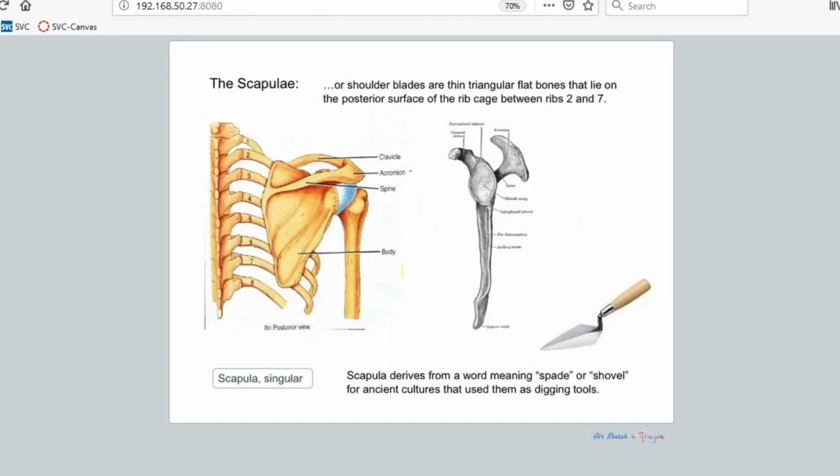Alright, so now we have the scapula, or the scapulae is plural, and these are also called the shoulder blades. They're thin, triangular, flat bones. You can see how thin they are there. And they lie on the posterior surface of the rib cage, pretty much between ribs 2 and 7 is where the scapula lies on top. And there's skeletal muscles in between those. Okay, and so the scapula is not forming a joint with these bones here. There's actually skeletal muscles underneath there.